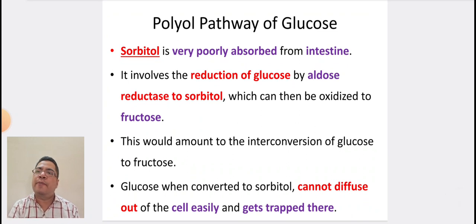Coming to the next point, next cycle of glucose pathway, that is polyol pathway of glucose. Sorbitol is very poorly absorbed from intestine. It involves the reduction of glucose by aldose reductase to sorbitol, which can then be oxidized to fructose. This would amount to the interconversion of glucose to fructose. Glucose, when converted to sorbitol, cannot diffuse out of the cell easily and gets trapped there.